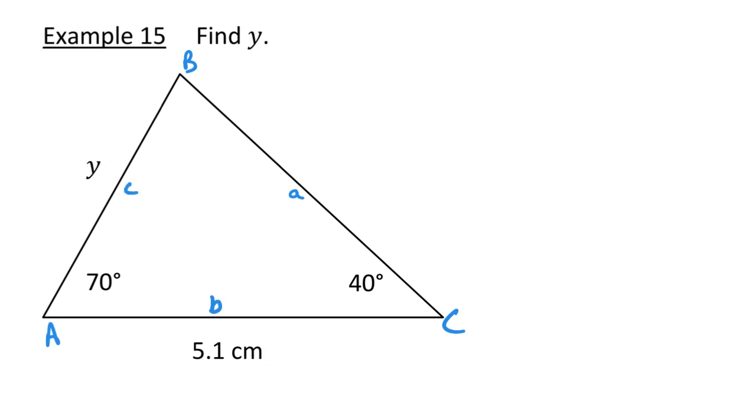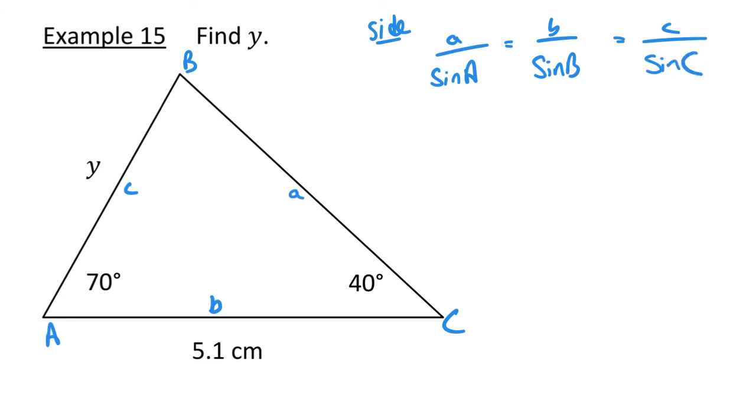We're trying to find the side, so we'll put the sides on top. So it's a over sine A equals b over sine B equals c over sine C. And we can fill in our information. So a, we don't know, so it's a over sine 70 equals b, which is 5.1, over the sine of, well, we can work that out.